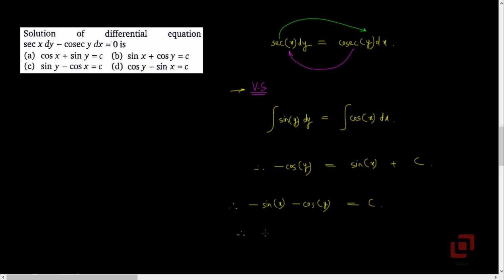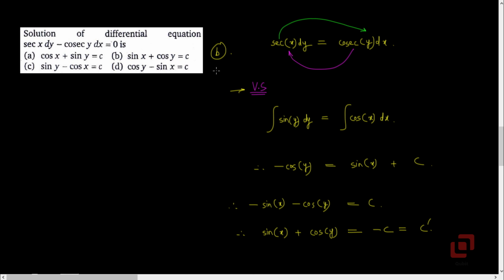Multiplying both sides by minus 1 will give us sin x plus cos y equal to minus c. Let's call it c dash. So sin x plus cos y is constant. Hence option B.